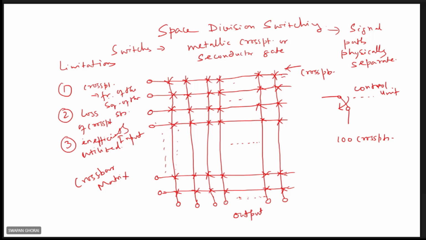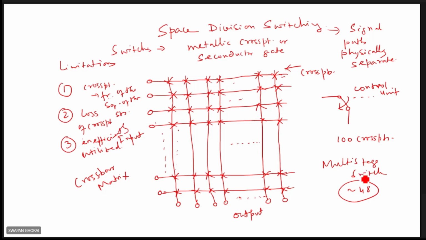These limitations can be overcome, of course, with a multi-stage switch. We'll see it next time. The number of cross points will be drastically reduced. For 10 inputs and 10 outputs, if you consider a three-stage switch, first stage, second stage, third stage, then instead of 100, it can be reduced to less than 50, maybe around 48 cross points required for a multi-stage switch. But here some problem will be there.